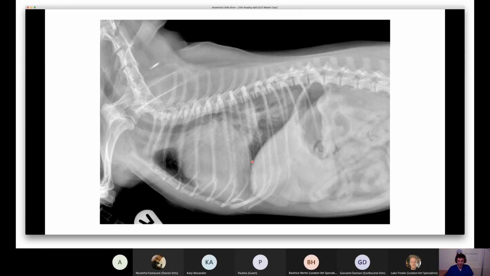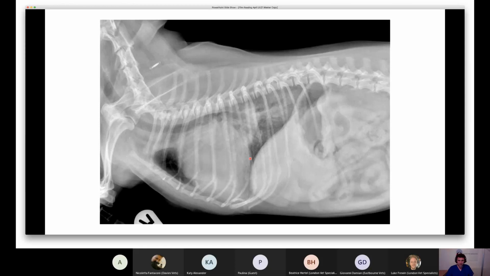A lot of cats with HCM will have a big left atrium, but that's much harder to see on radiographs normally than it is in dogs with either severe mitral valve disease or DCM. So: big heart, dorsal displacement of the trachea, steepening of the caudal border of the cardiac silhouette.